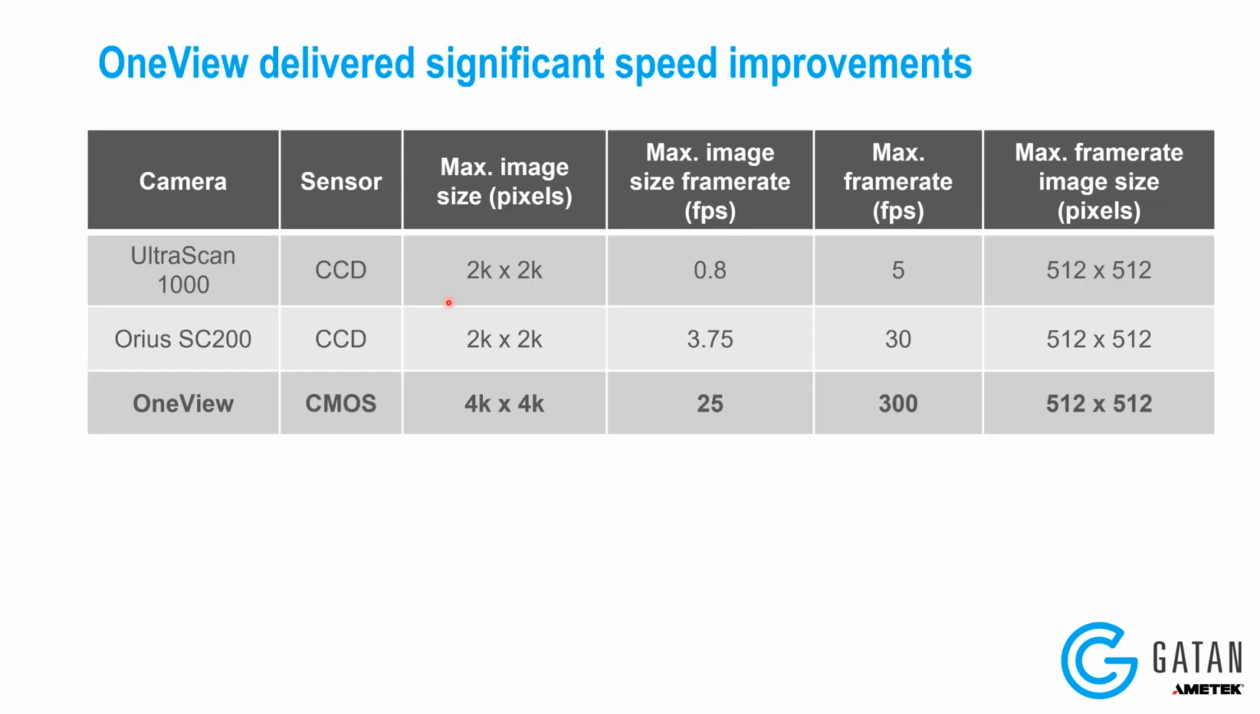But I think the big thing that really came about was also speed. Here on this table, I'm showing 3 different cameras from Gatan. In the CCD era from Gatan, 2 really popular cameras: one was the Ultrascan camera, the other was the Orius camera, and then we had the OneView camera. What I'm showing here is the largest image size you can get from the cameras, the frame rate at that image size, and then also the maximum frame rate you could get out of the camera, regardless of what image size you used.